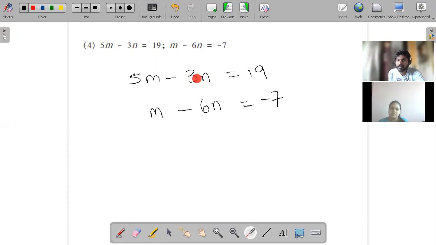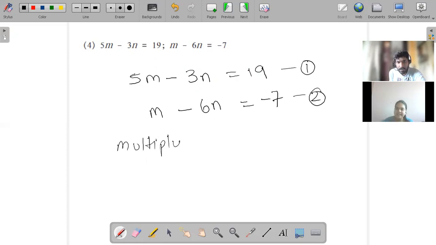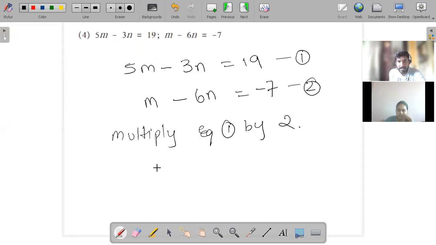Multiplying equation 1 with 2. Correct. So you multiply, I'll name this equation 1, I'll name this equation 2. So multiply equation 1 by 2. Okay, so what will we get? Can you tell me what we will get by multiplying equation 1 by 2?